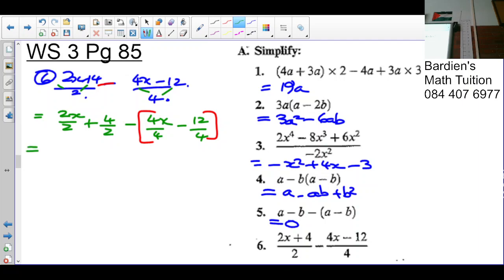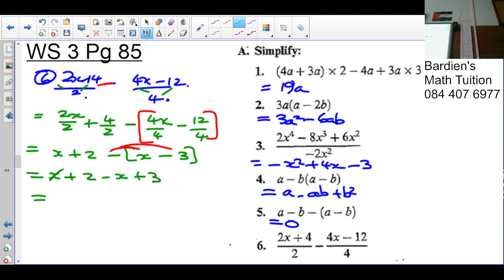So if we simplify that: 2x over 2 is x, plus 4 over 2 is 2, minus 4x over 4 is x, 12 over 4 is 3. Now what? Remove the brackets, get rid of the brackets. x plus 2 minus x plus 3. That now cancels, leaves you with 5. So there are two ways of doing the same sum. Okay? Do you guys understand? Any confusion?